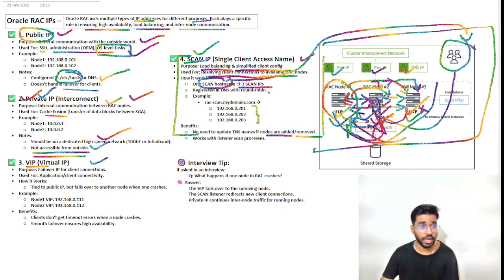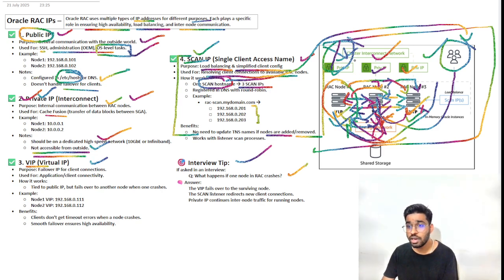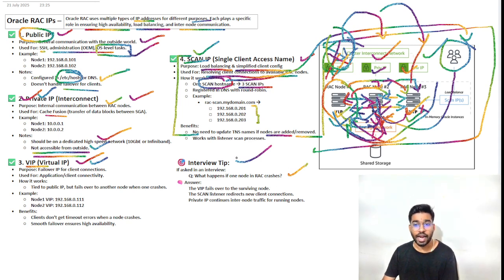In interviews, many times you are asked what happens if any one of the nodes crashes. First, the virtual IP from the failed node is moved to an available node. The SCAN IP reroutes all the new connections to the available nodes. And the private IP continues the internal communication between the RAC nodes. Okay, this is about the RAC IPs and the different types of RAC IPs.